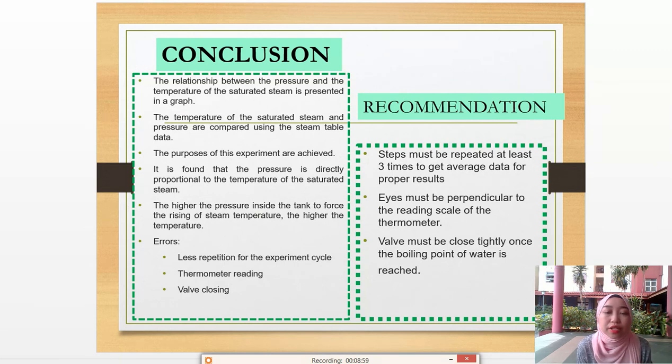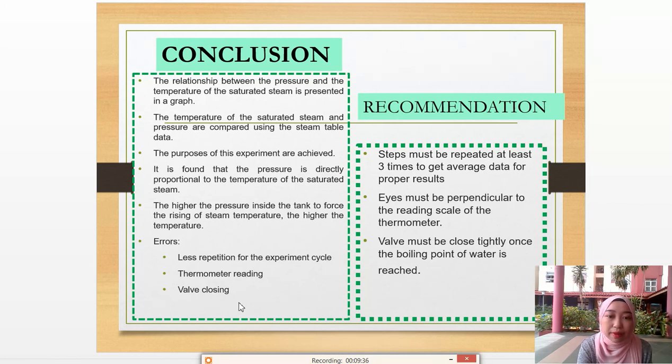The conclusion is that the relationship between the pressure and the temperature of the saturated steam is presented in a graph. Besides, the temperature of the saturated steam and pressure are compared using the steam table data. The objectives are all achieved. It is found that the pressure is directly proportional to the temperature of the saturated steam. The higher the pressure inside the tank, the more it forces the rising of the steam temperature, the higher the temperature.